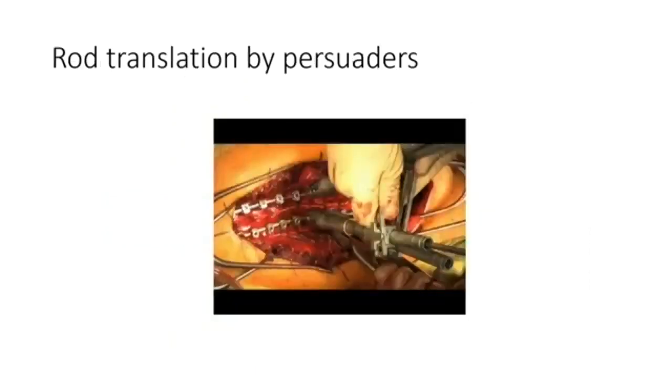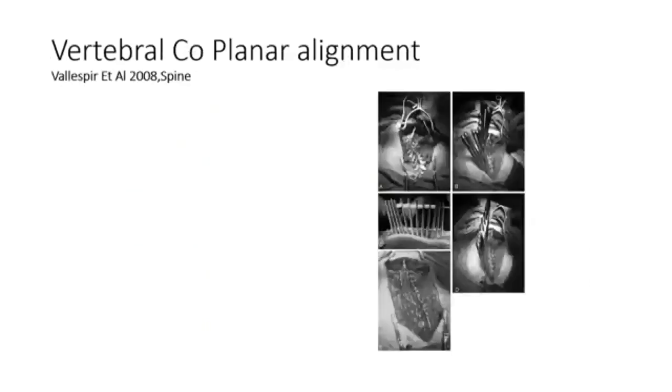You can translate the rod by persuaders attached to the screws, and this gives a translation of the spine towards the construct. And then the vertebral coplanar alignment: when you put the screws on both sides, and then put the towers on one side, connect them to a polyethylene rod which is strong enough to align the spine, and then put the rod on the other side in the corrected position, and then put another rod on the other side later after removing these towers.